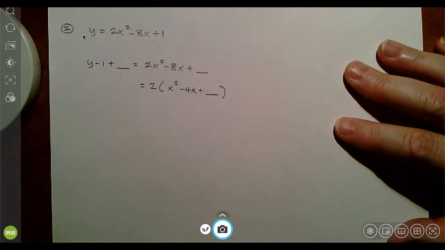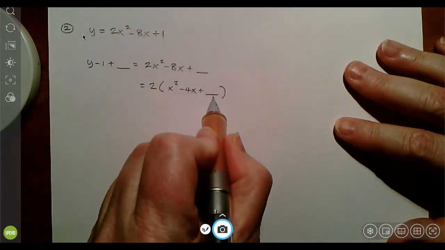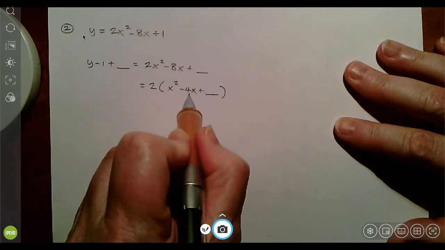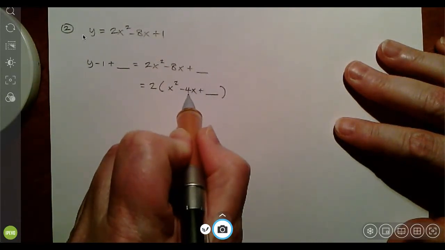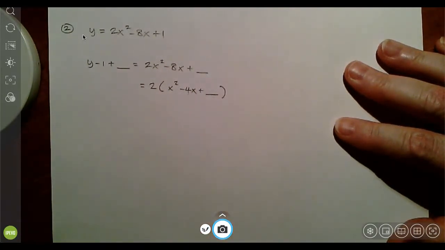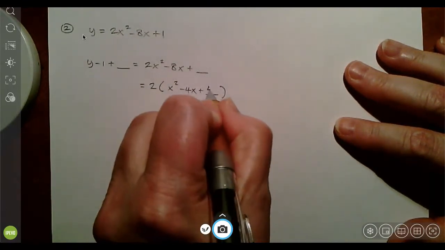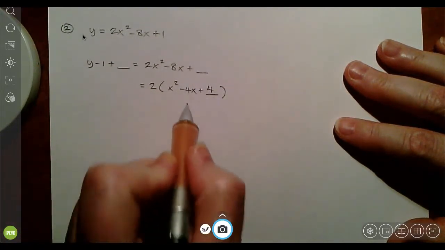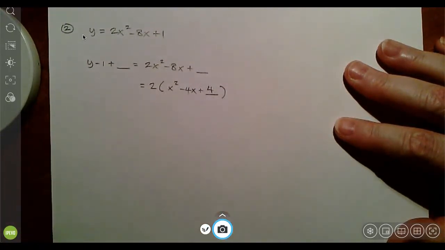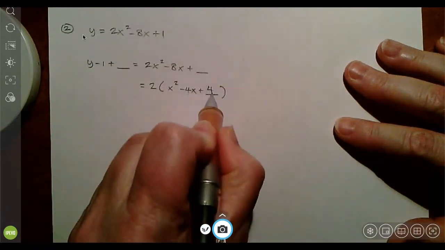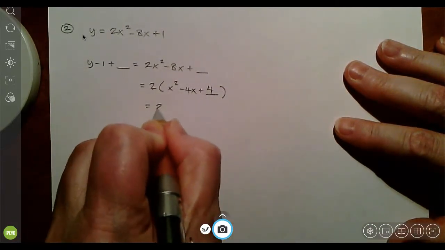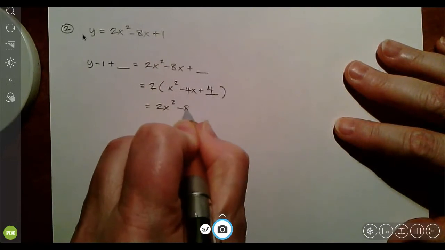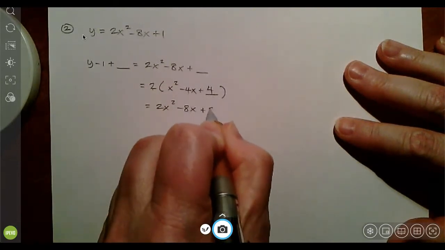So we're going to fill in this blank here by doing what we did up above. I'm going to take -4 and divide it in half. So that gets me -2. And then I'm going to square -2, which gets me +4 here. So you need to be really, really careful here, because you didn't actually add 4 to the right-hand side. You added 8 to the right-hand side, because this is now 2x squared minus 8x plus 8.